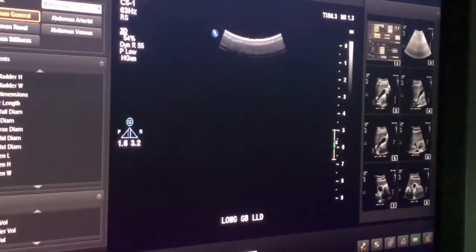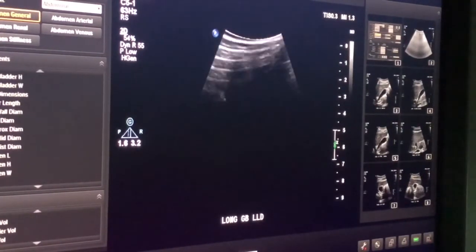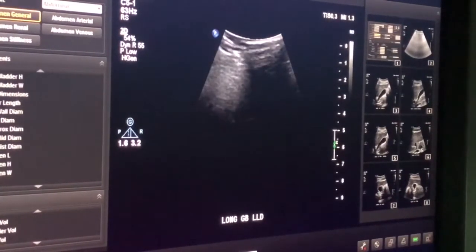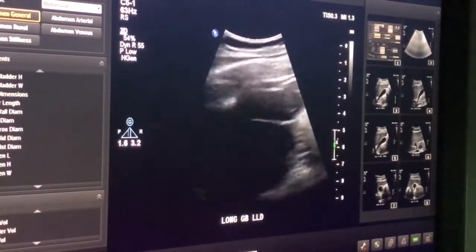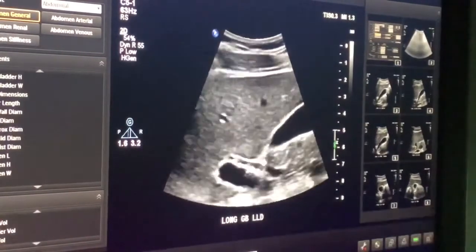So I'm going to adjust my chair so that I don't injure myself. It's important to adjust your ergonomics since you're reaching over the patient's hip. I'm going to find the gallbladder again. Here it is.